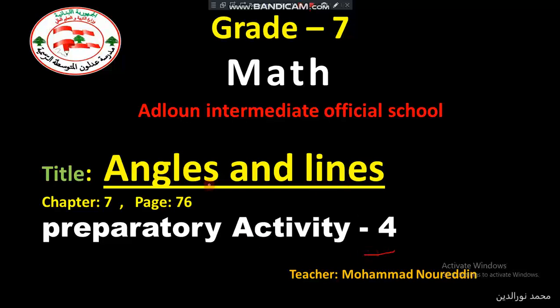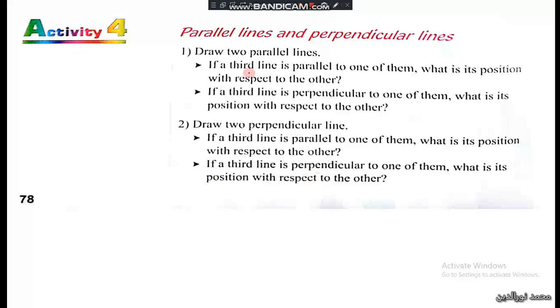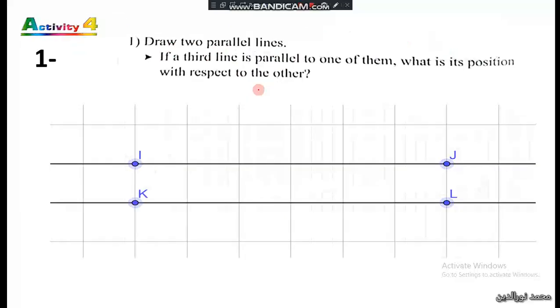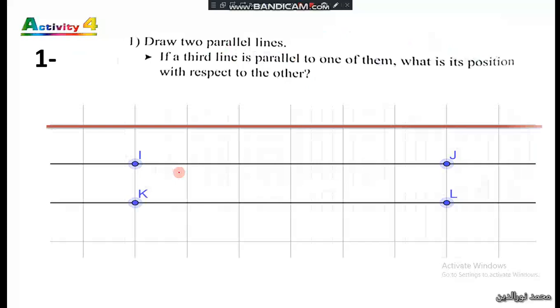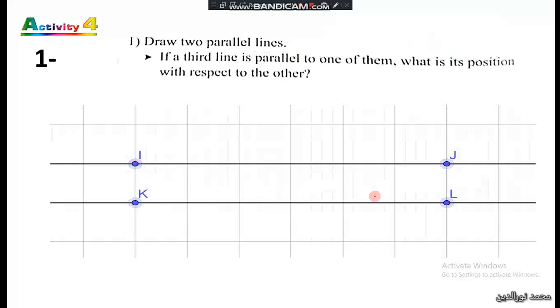Preparatory activity 4 for the lesson angles and lines. Draw two parallel lines. Then we draw these lines. IJ is parallel to KL.